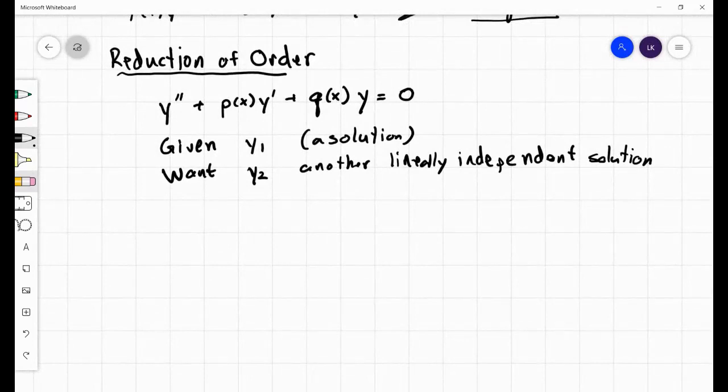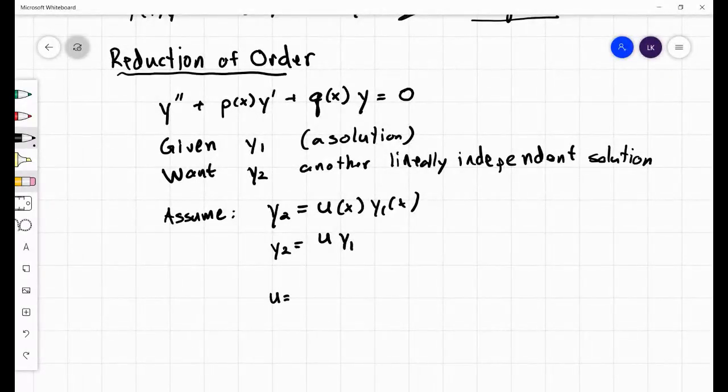So what we assume is that the second solution is equal to some function of the independent variable times the first solution. For shorthand, I'll just write that as u times y1. So the second independent solution is some function u of the independent variable times y1, which is the first given solution to the equation. And then there's a formula for finding this u, which we will derive, but this formula actually involves two integrals.